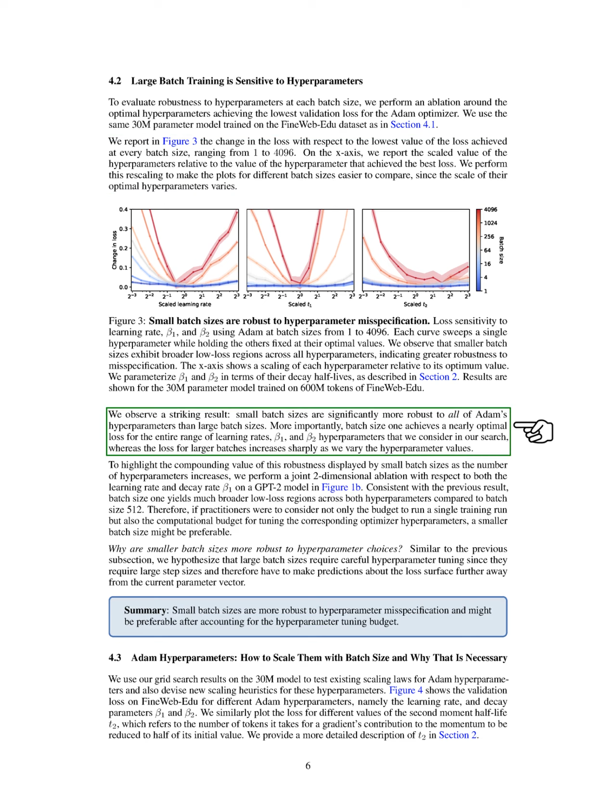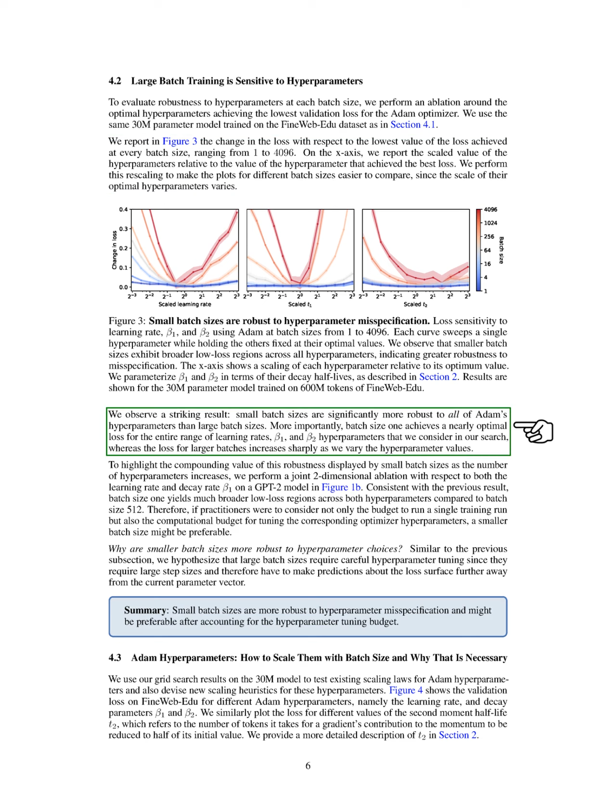To further illustrate this robustness, we conduct a two-dimensional analysis of both the learning rate and decay rate on a GPT-2 model. Consistent with our earlier findings, a batch size of 1 shows a much wider area of low loss compared to a batch size of 512. Therefore, when considering both the cost of a single training run and the budget for tuning hyperparameters, smaller batch sizes may be more advantageous. We also explore why smaller batch sizes are more forgiving with hyperparameter choices.